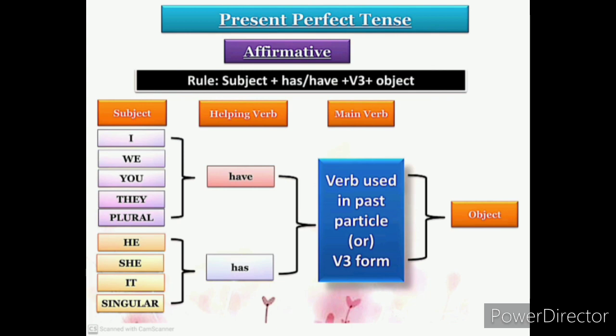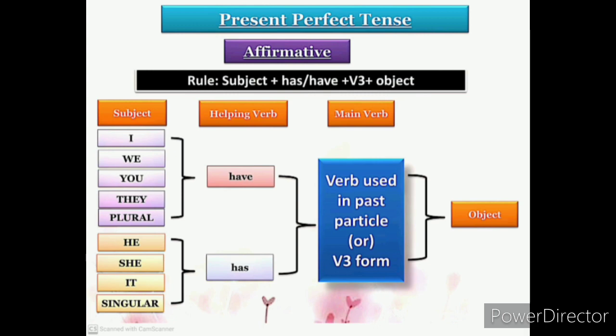Now next form of present tense is present perfect tense. So the rule of affirmative sentence is subject plus has or have plus verb third form plus object. With subject I, we, you, they and plural we use have and then verb third form and after that object. With subject he, she, it singular we use has, then after that verb third form and then object. For example, I have reached home safe and sound. He has worked the sum.